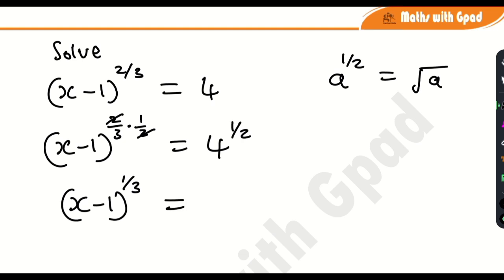Good. Then this is what? I told you if you have a fractional index 1 over 2, it's the same thing as the square root of that value. So 4 raised to the power of 1 over 2 is what? The square root of what? 4. And there has to be plus or minus, not just a plus. 2 or minus 2 is the square root of 4.